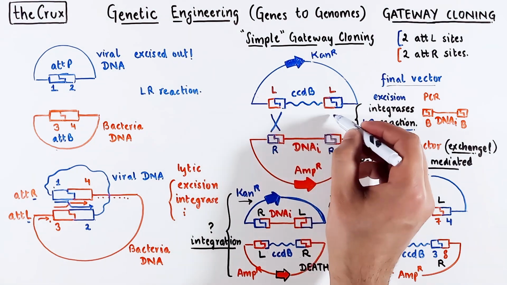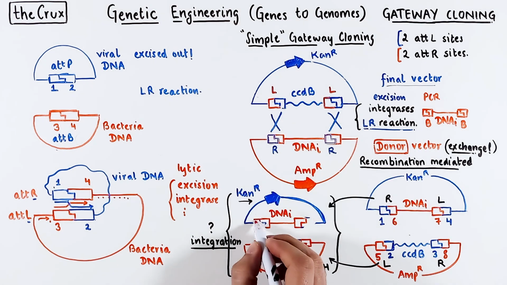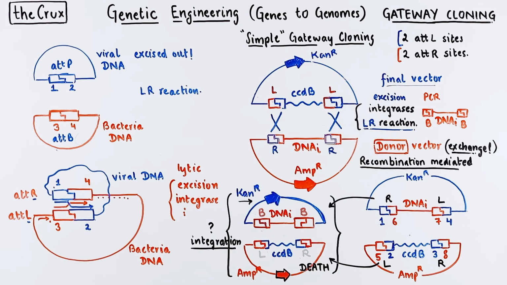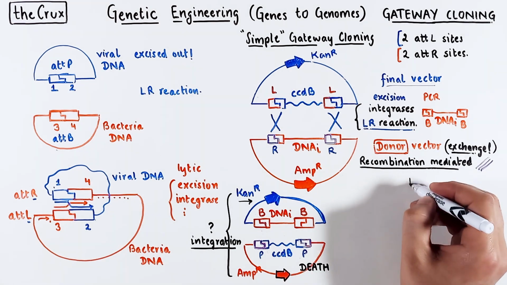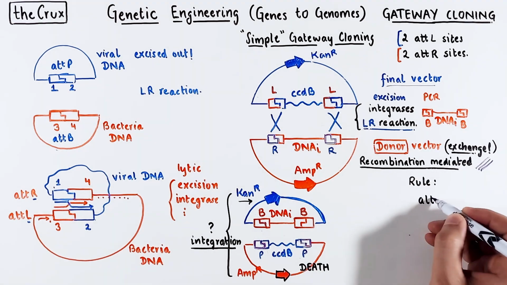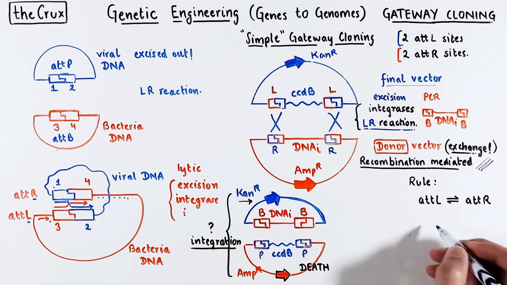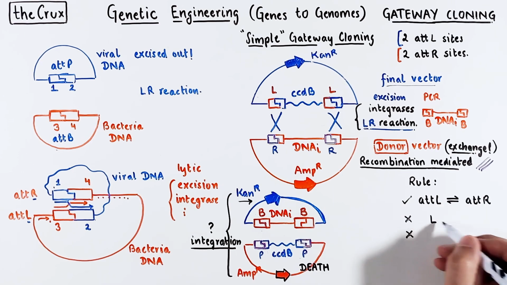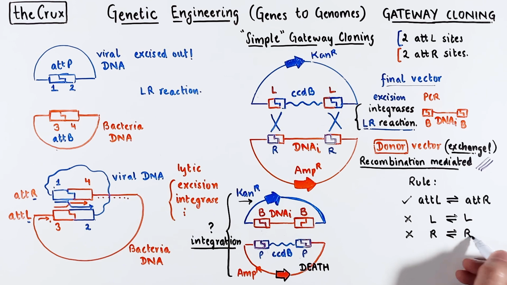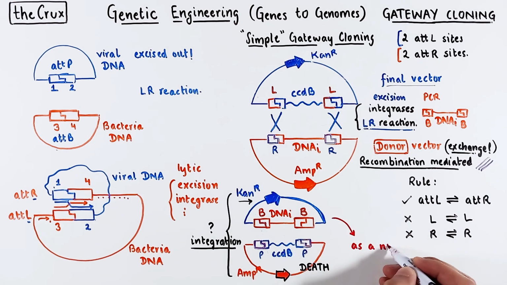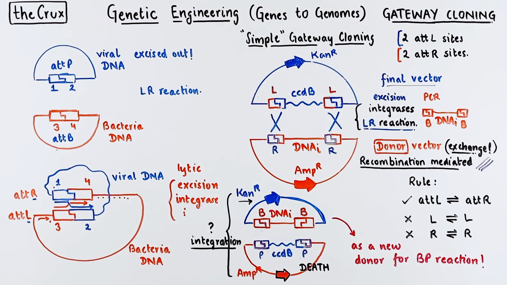And the recombination occurs in a similar fashion, except that the final forms have attB and attP in the products. This is yet another example of recombination-mediated exchange. The rules for LR reactions are that attL and attR can recombine, but two attL's cannot, and likewise two attR's cannot. The interesting bit to note is that the attB containing DNA in the final vector can become a new donor for a new BP reaction if you wanted to use it.